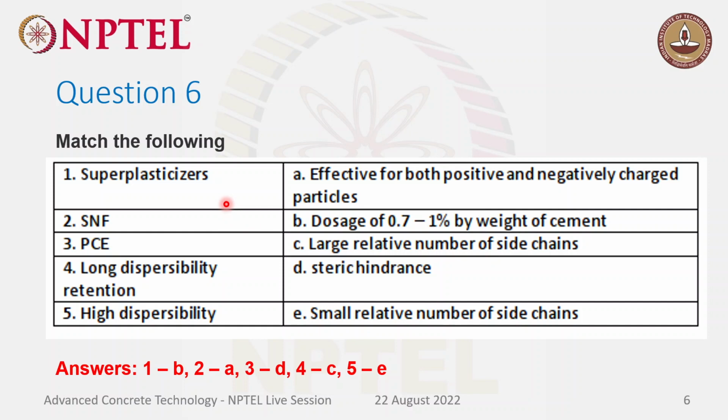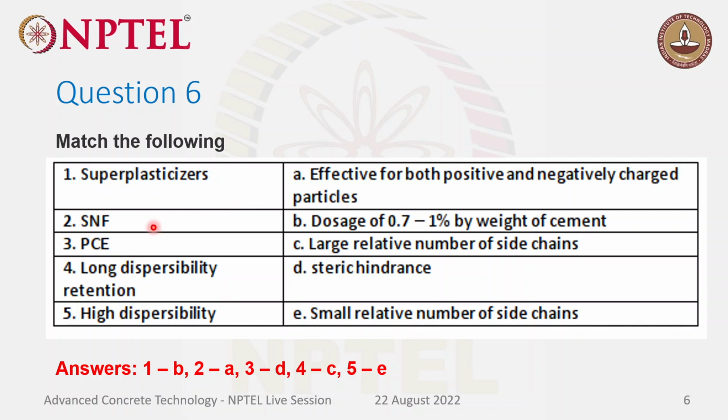Coming to superplasticizers, generally the dosage of superplasticizers is around 0.7 to 1% by weight of cement. So 1 is nothing for superplasticizers. The correct answer is 1B. For 2, it is sulfated naphthalene formaldehyde. It's effective for both positive and negatively charged particles, because it imparts negative charge to all the particles, so it gives repulsion. So obviously it works for both positive and negatively charged particles.